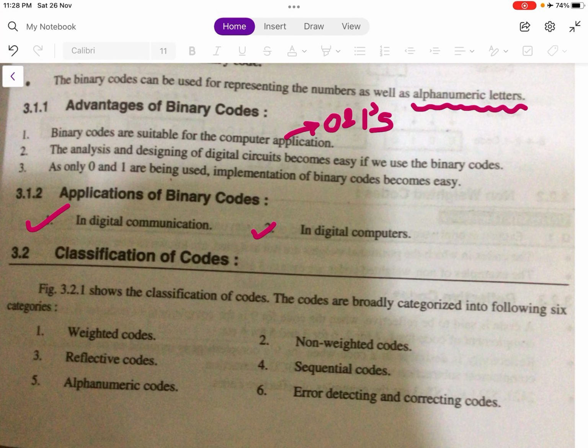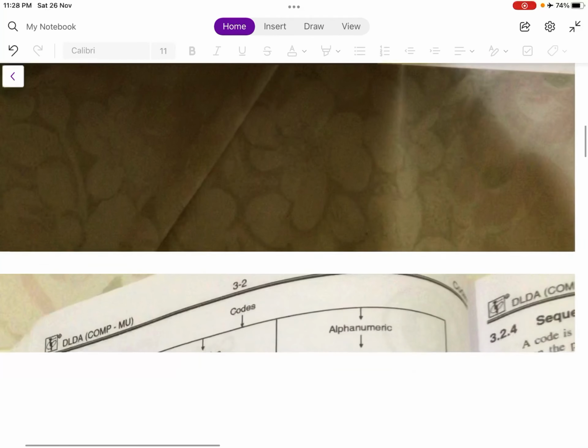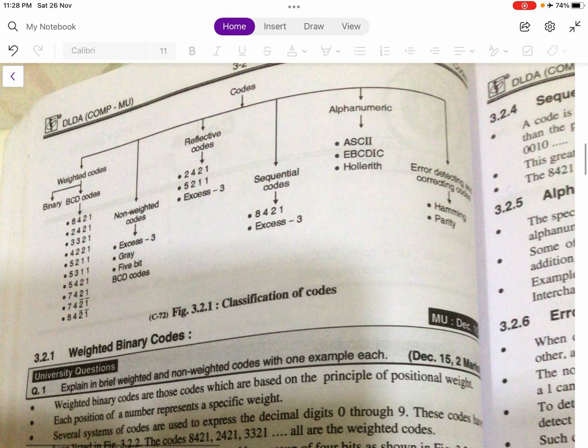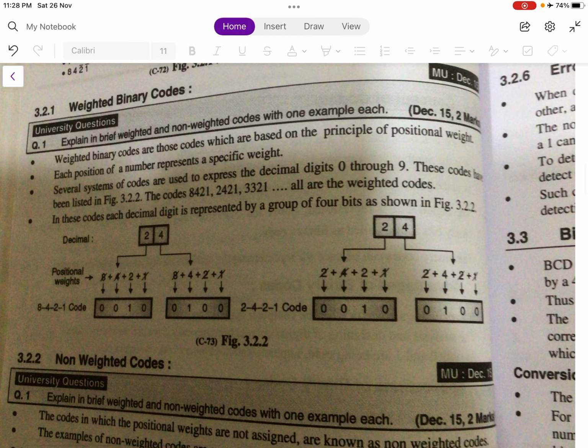Classification of codes. The codes are classified into the following categories: weighted code, non-weighted code, reflective code, sequential code, alphanumeric code, and error detecting and correcting code. So first is weighted codes. Let us explain in brief the weighted and non-weighted codes with one example.